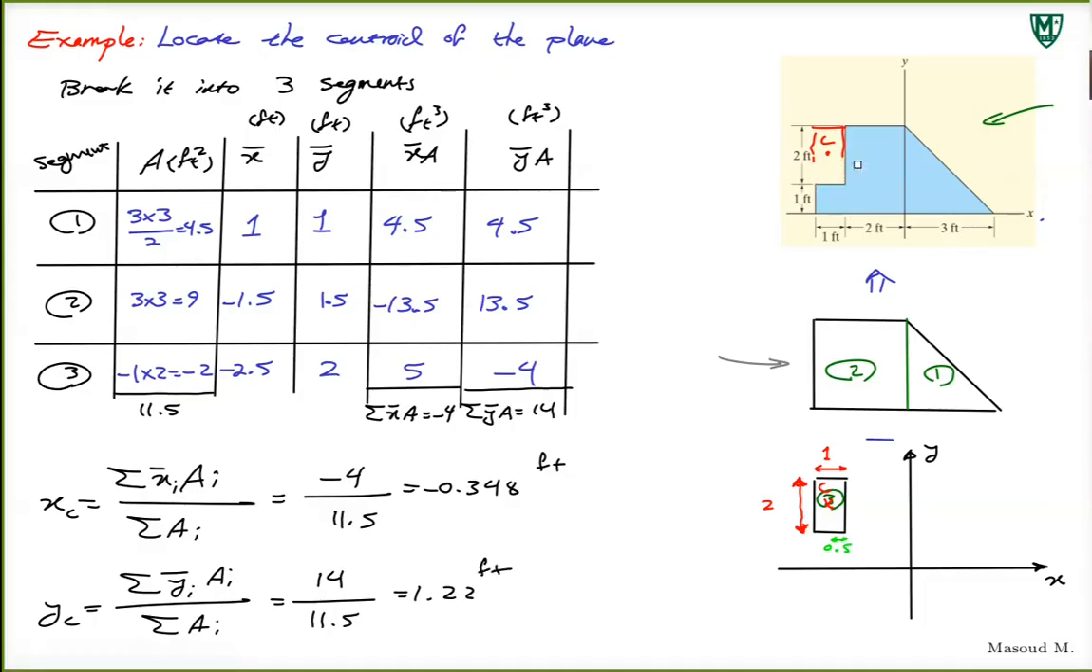So this tells me that the centroid for this composite area is located at minus 0.348, somewhere along this line, and then y of 1.22. So the centroid is somewhere here for this composite area. So knowing the area properties, in this case, because we're dealing with areas, centroids and areas for each component or segment, we can find the centroid for the whole composite area.